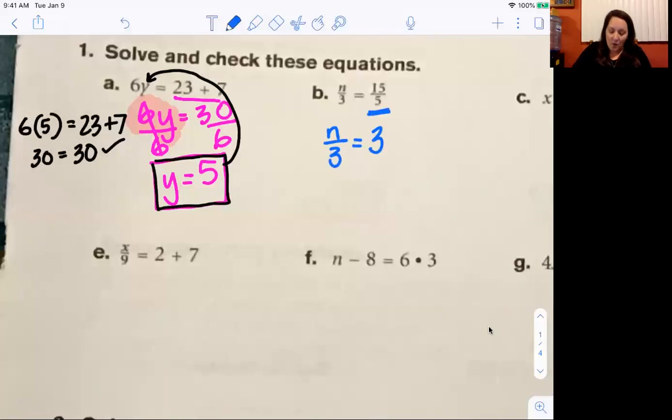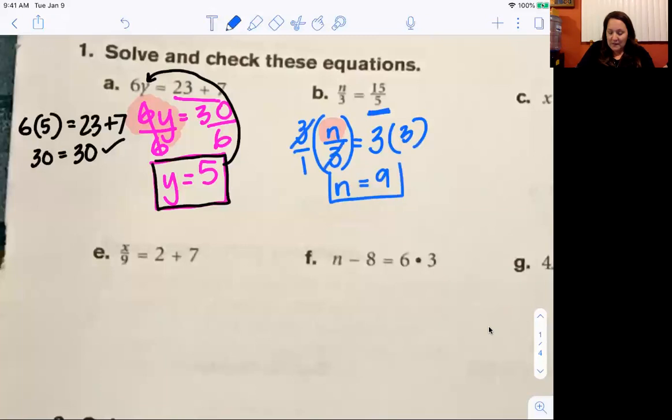Now, my goal is to get this n by itself. But right now it's being divided by 3. What's the opposite of dividing by 3? Multiplying by 3. So in order to isolate n, or get n by itself, I need to multiply both sides of the equation by 3. Now remember, when you multiply with fractions and you have a whole number like 3, you could put it over 1, okay? And the 3s would cancel. n over 1 is n, so n equals 3 times 3, which is 9.